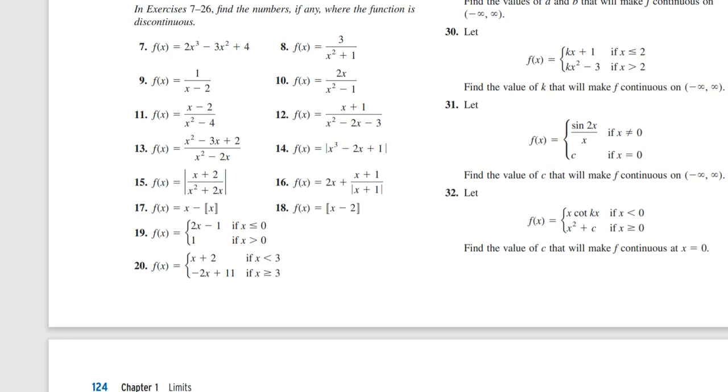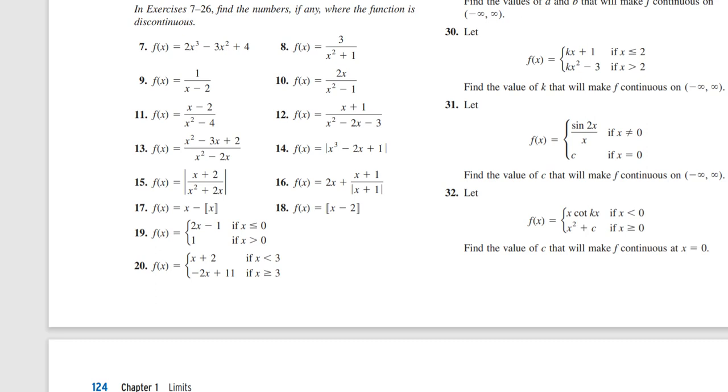We'll take a look at number 16. Don't worry about number 18. Number 18, you're looking at the greatest integer function. We're not going to work a lot with these later on at all. You're not going to work with them in your second and third semester calculus, so I'm not emphasizing those. We'll give you a break.